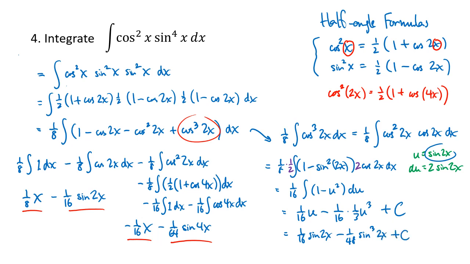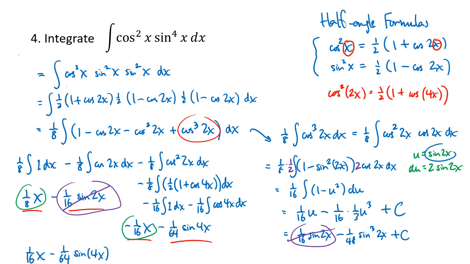Now we can simplify this a little bit, so we can take the 1/8 x and the 1/16 x, and those combine and give us positive 1/16 x. We can also take this negative 1/16 sine of 2x and this positive 1/16 sine of 2x. Those actually cancel out. And then what we have left is minus 1/64 sine of 4x, and then minus 1/48 sine cubed of 2x plus c. And that is our final answer there down at the bottom.